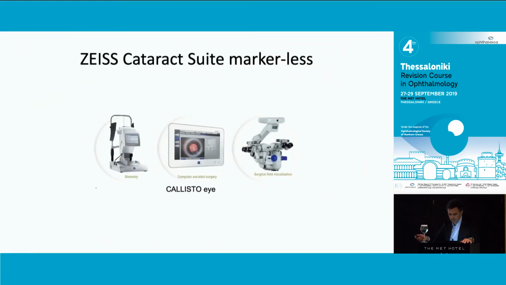This is an example of one of the markerless systems. There is another one from Malcolm from another company. They all work pretty well. I'm not sure if there is huge evidence they work better than simple slit lamp marking, but probably they do, especially for the difficult eyes.